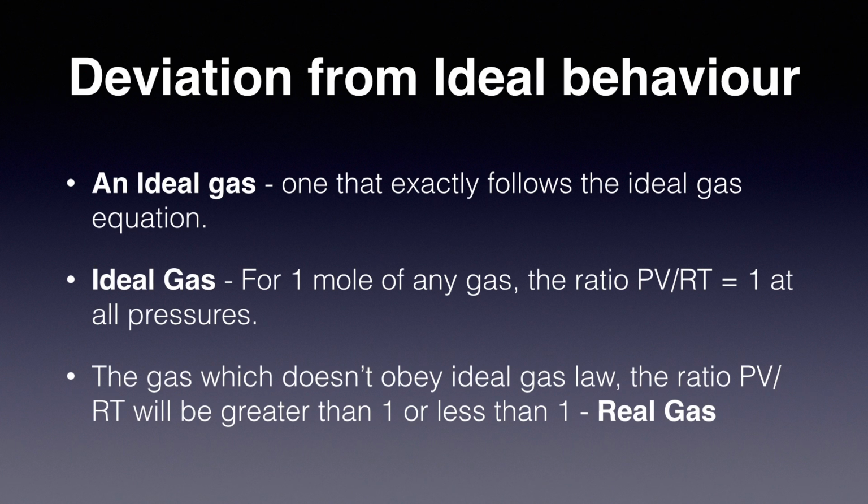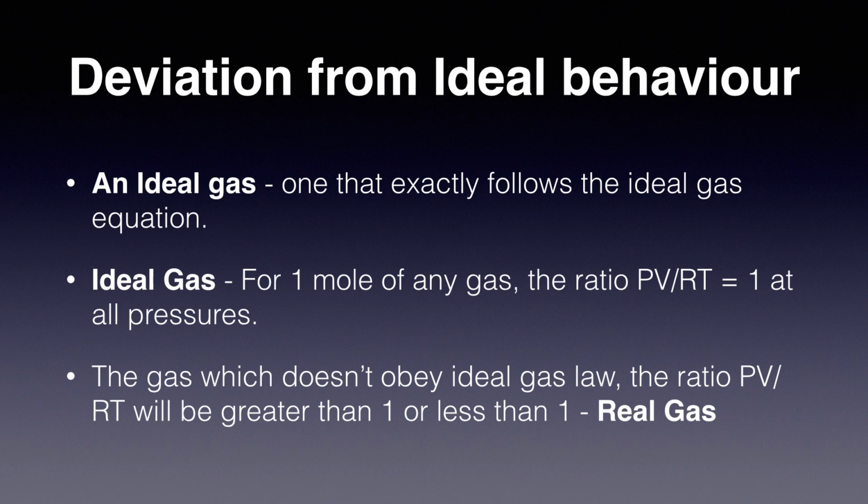Next one is the deviation from ideal behavior. Again, an important topic. Over here you should first understand what is the ideal behavior or what is an ideal gas. So an ideal gas is the one which exactly follows the ideal gas equation. Now which is the ideal gas equation? PV is equal to nRT is the ideal gas equation. Okay, now in that equation, if we just rearrange, we can write it as n is equal to PV upon RT. Now if I say that for 1 mole of a gas, the ratio PV upon RT is equal to 1 at all pressures.